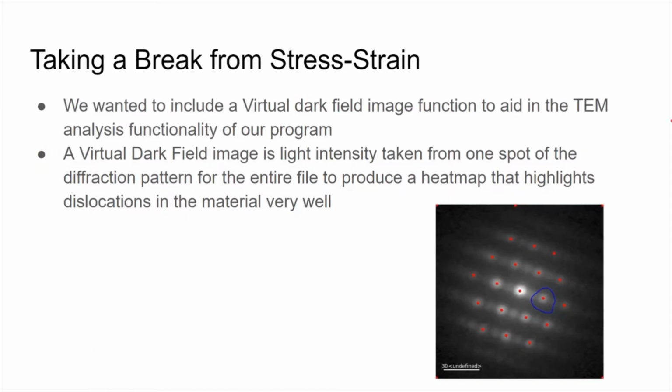While working on the main function in our program, the stress strain analysis function, our mentor decided it would be a good idea to invest in including a virtual dark field image function in our program. This will aid in our material analysis capabilities of our software and reduce the number of softwares you need to have installed in order to create these types of images. A virtual dark field image is light intensity taken from one spot of the diffraction pattern for the entire file to produce a heat map that highlights dislocations in the material very well. We wanted to include this function in our program because it seemed very important for general material science analysis.